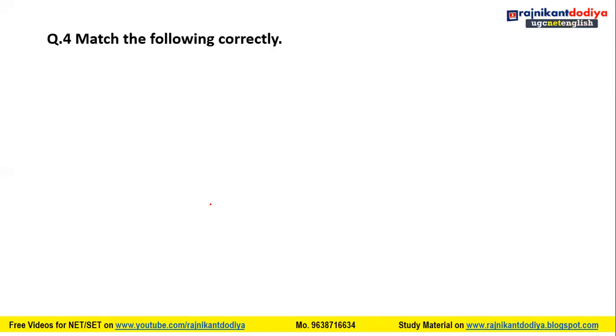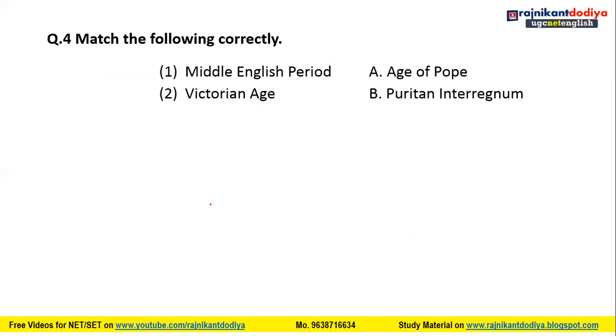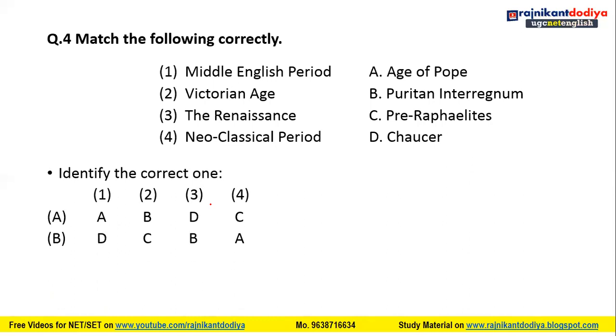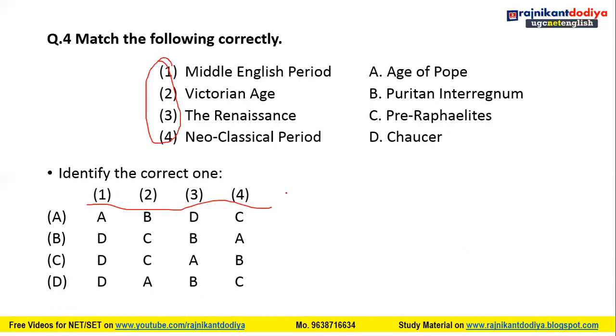Then the next one: match the following correctly. So here we have a very important question of this video. Middle English period and the other periods are given there, and their sub ages or sub periods are also given there. So we have to find out the right one. Here we have options. Identify the correct one, which can be the correct answer. So here different options are given, and this one is for this. So don't get confused in between.